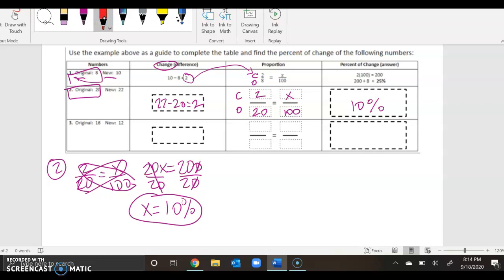Okay, number 3, the next example. Our original is 16 and our new is 12. So first, to find the change, we subtract. 16 minus 12 is 4. So if we have change over original, we know the change is 4. Our original number is 16. And then again, 100 in this bottom corner, x on top. So let's solve that.